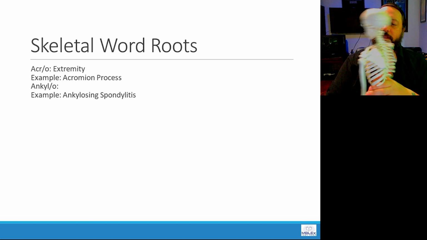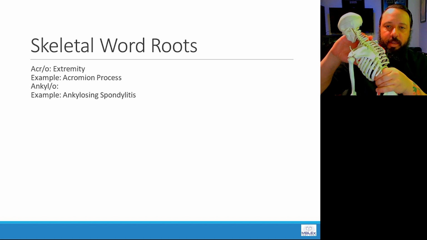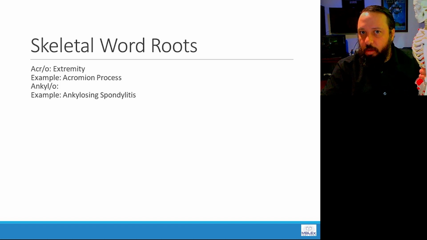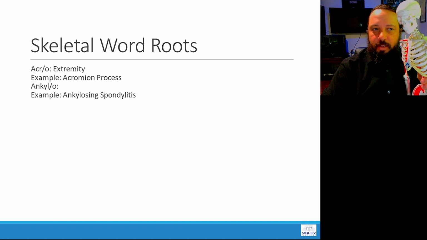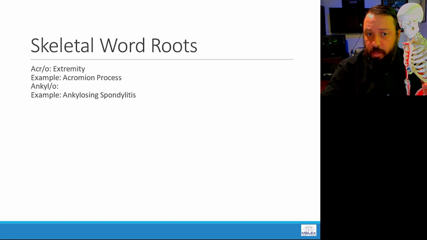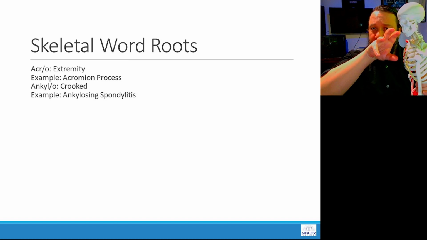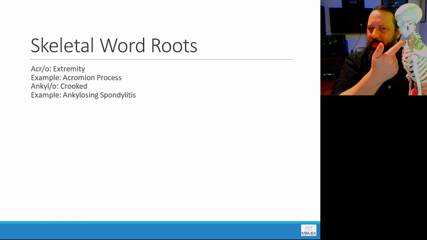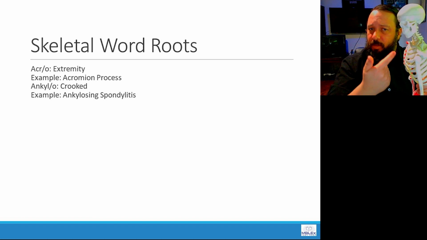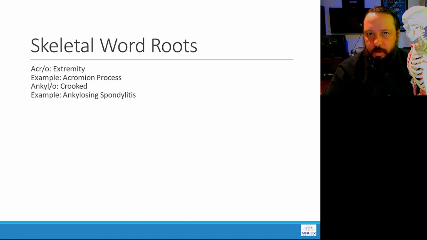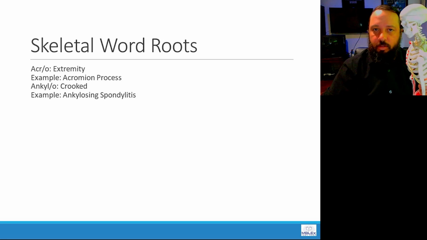So somebody with ankylosing spondylitis might end up having something like kyphosis, which is where we get the term ankylosing spondylitis, because it makes the vertebrae look crooked. Okay, so that hypercurvature that you would see in somebody that doesn't have the intervertebral discs between the vertebrae is what results in ankylosing spondylitis, the crooked nature of the vertebrae.